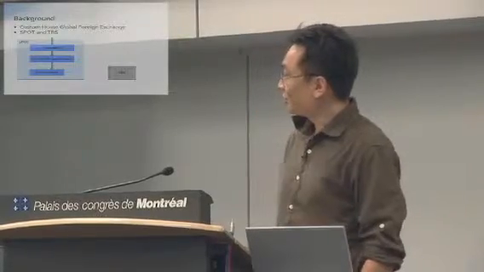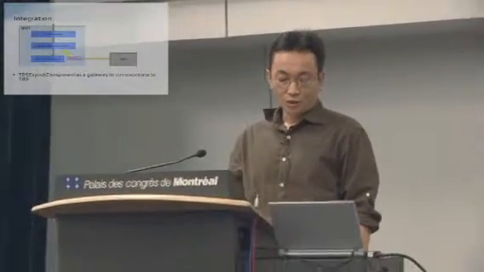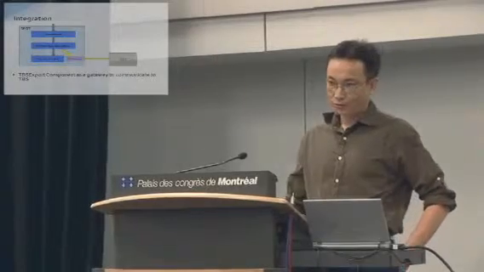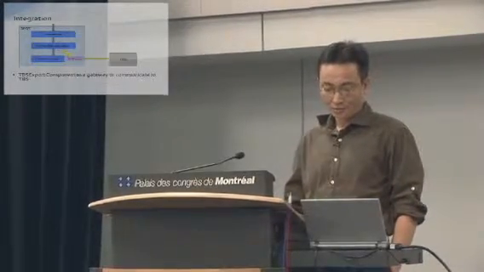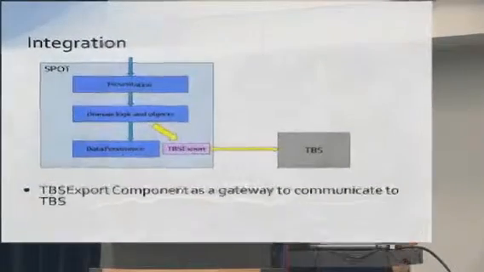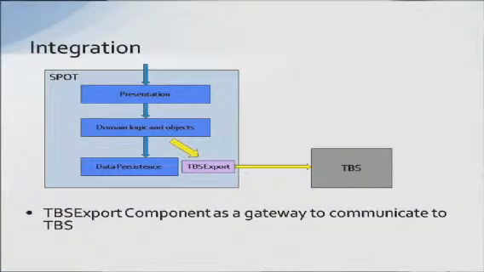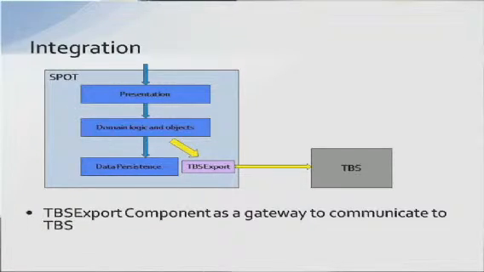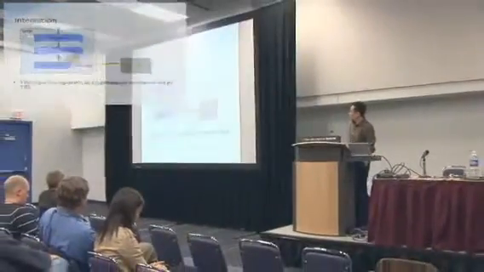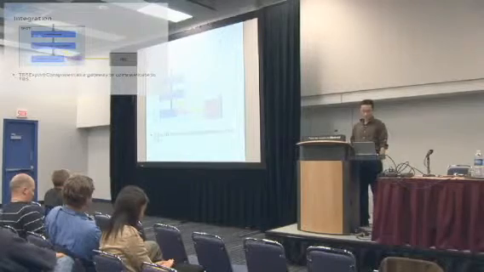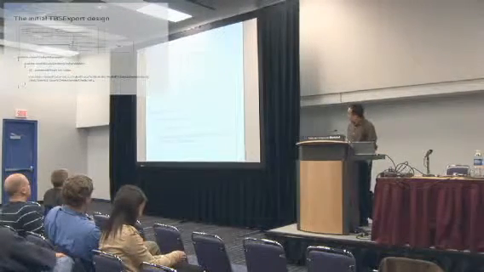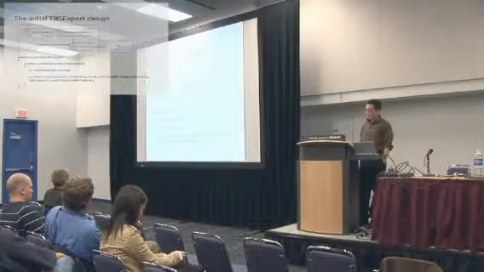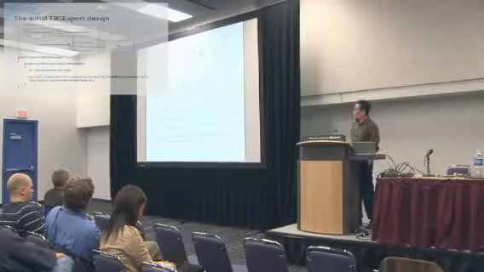So we started with a very straightforward design for the integration. To centralize the data conversion logic and the cross-platform communication details, we built a component called TPS Export as a gateway between Spot and TPS. So when a currency exchange transaction is booked through the Spot system, information is sent to TPS through the TPS Export component. This diagram shows the dependencies between the Spot domain layer, the TPS Export component, and the TPS system.